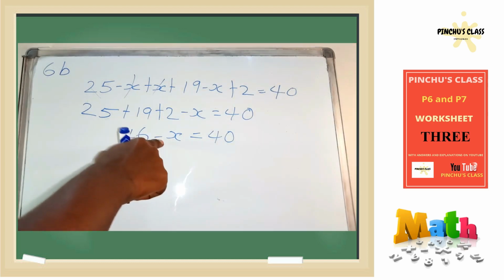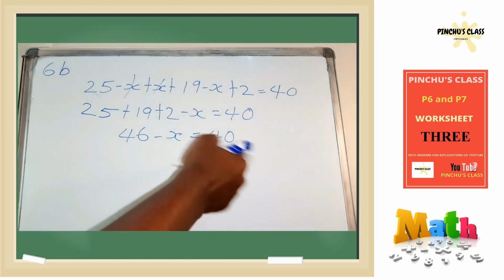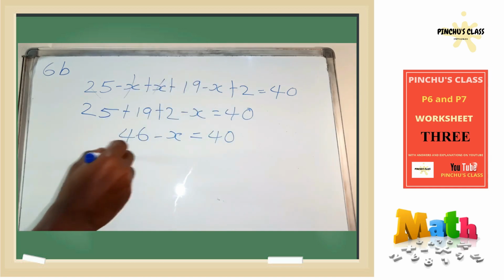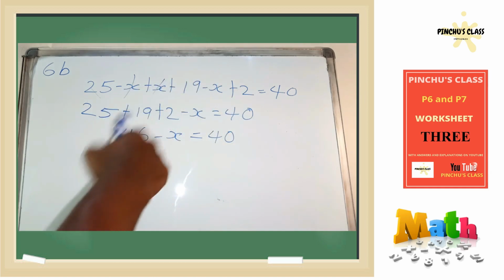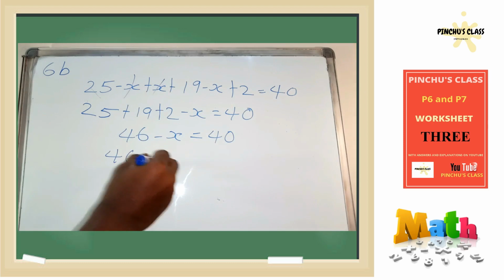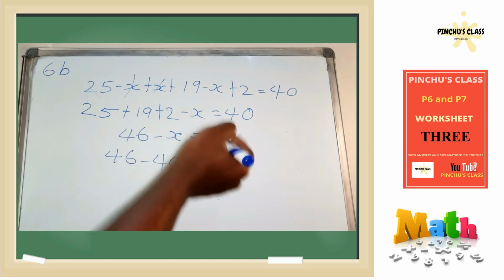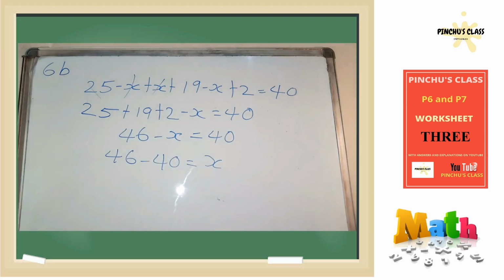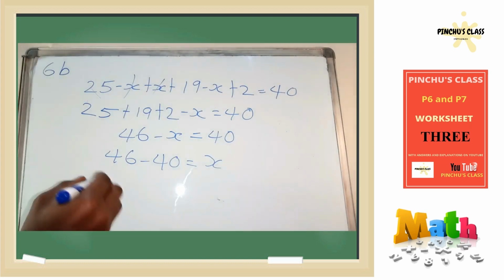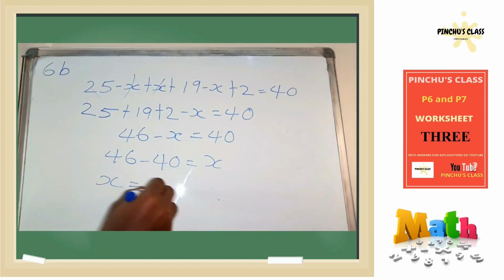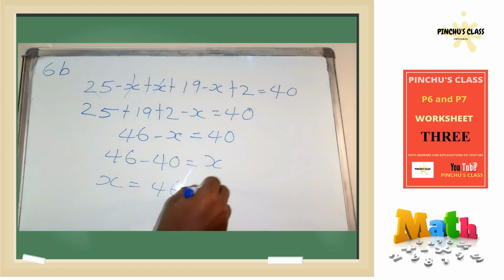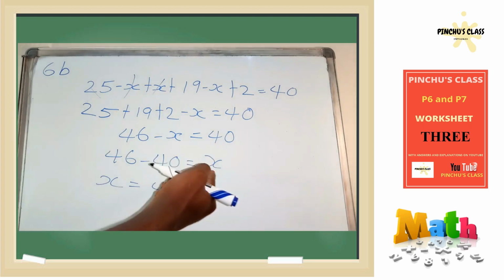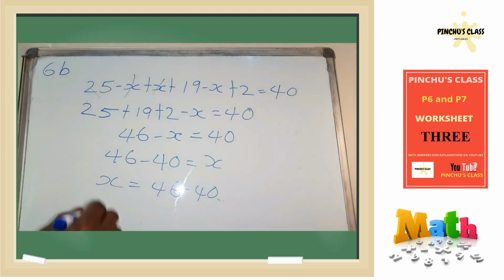Now we are going to take this X the other side and we bring this 40 this side, so it's going to be 46. When we bring this 40 this side, it becomes a negative, and when we take X the other side, it becomes a positive. Now I'm just going to change. This one is going to be X is the same as 46 minus 40. This one is the same as this. I just wanted to make X the subject, so my X is going to be 6.